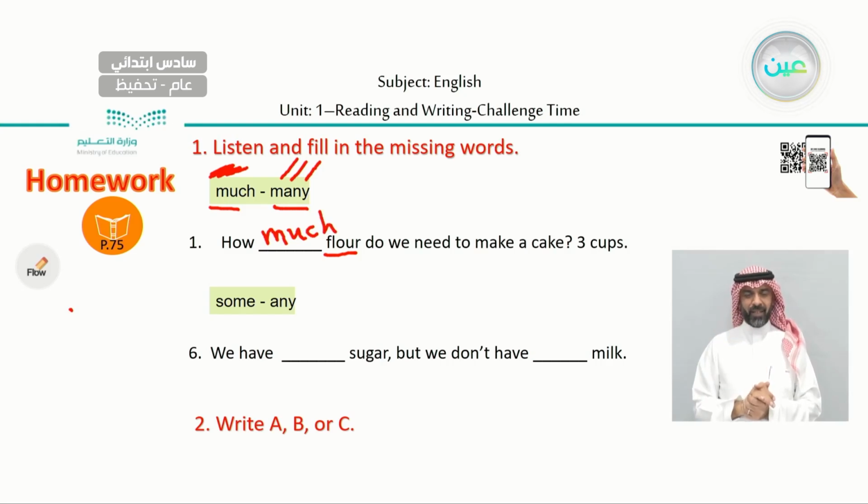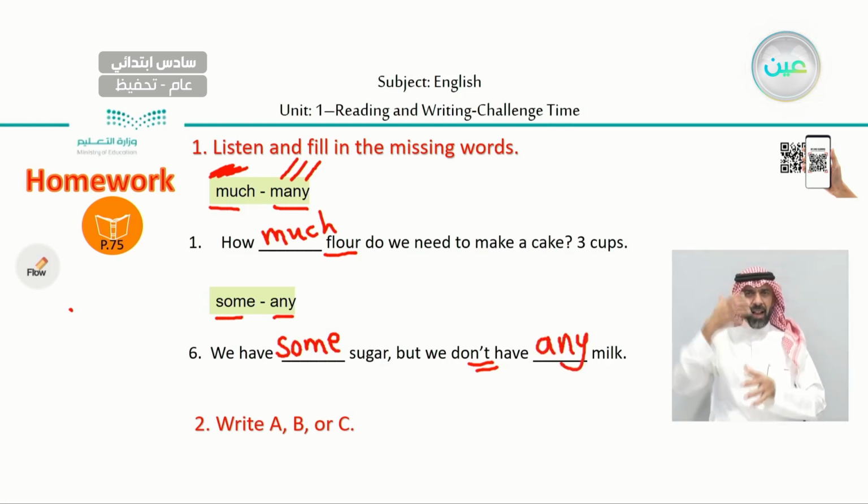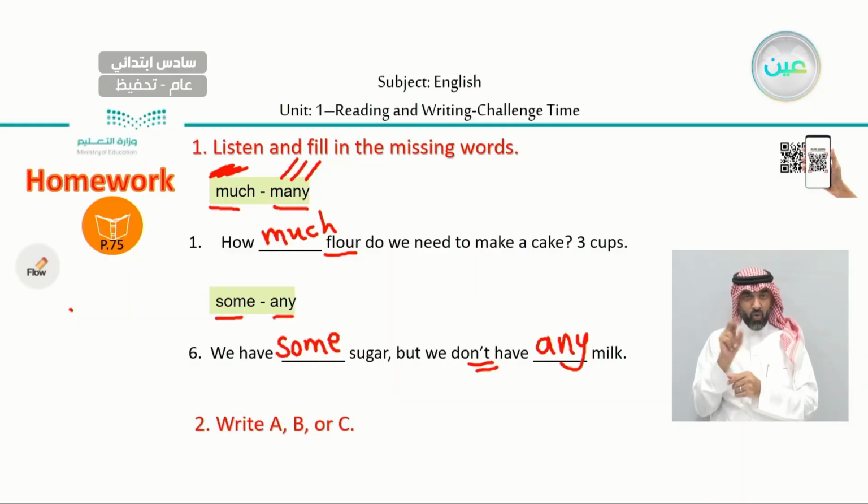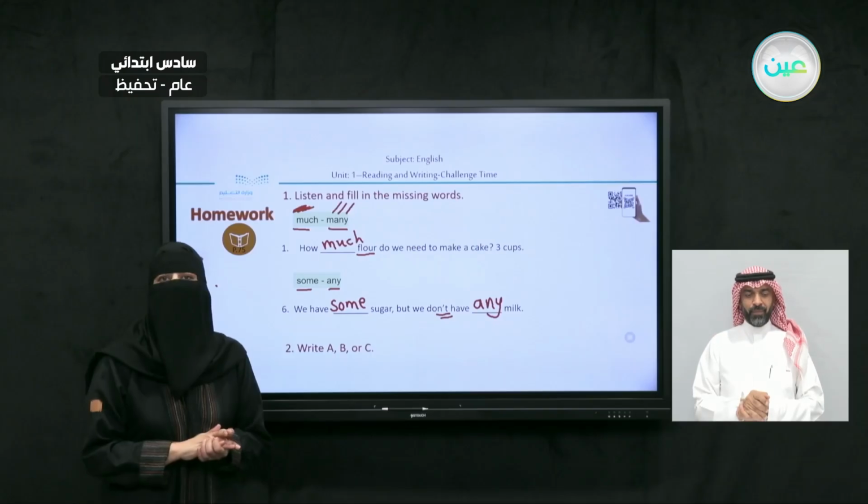Okay, now here we have number 6. Choose some or any. Number 6, we have sugar, but we don't have milk. Yes, good. Okay, some sugar because it's positive sentence, but we don't have any milk. You see, we have don't, but we don't have any milk. Then number 2, write A, B, or C as matching.